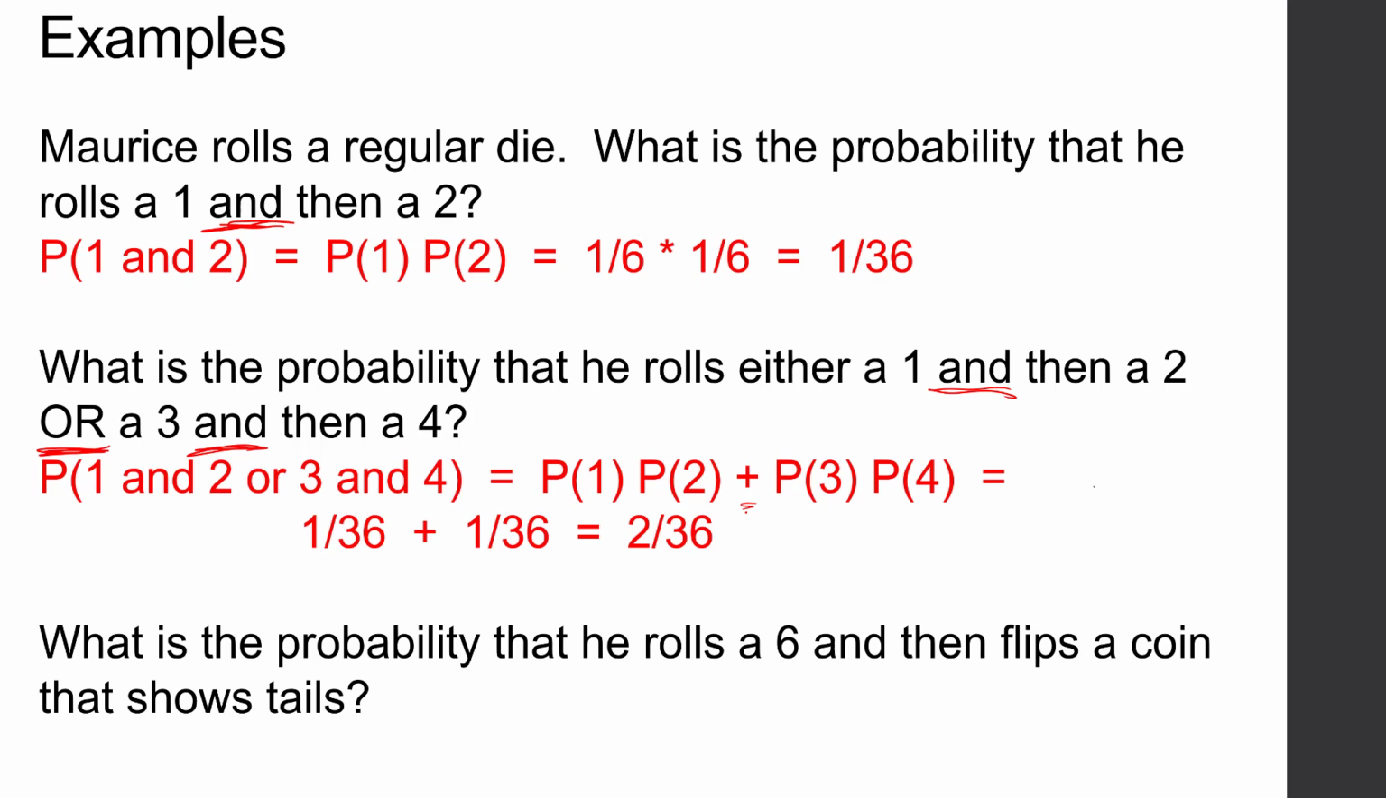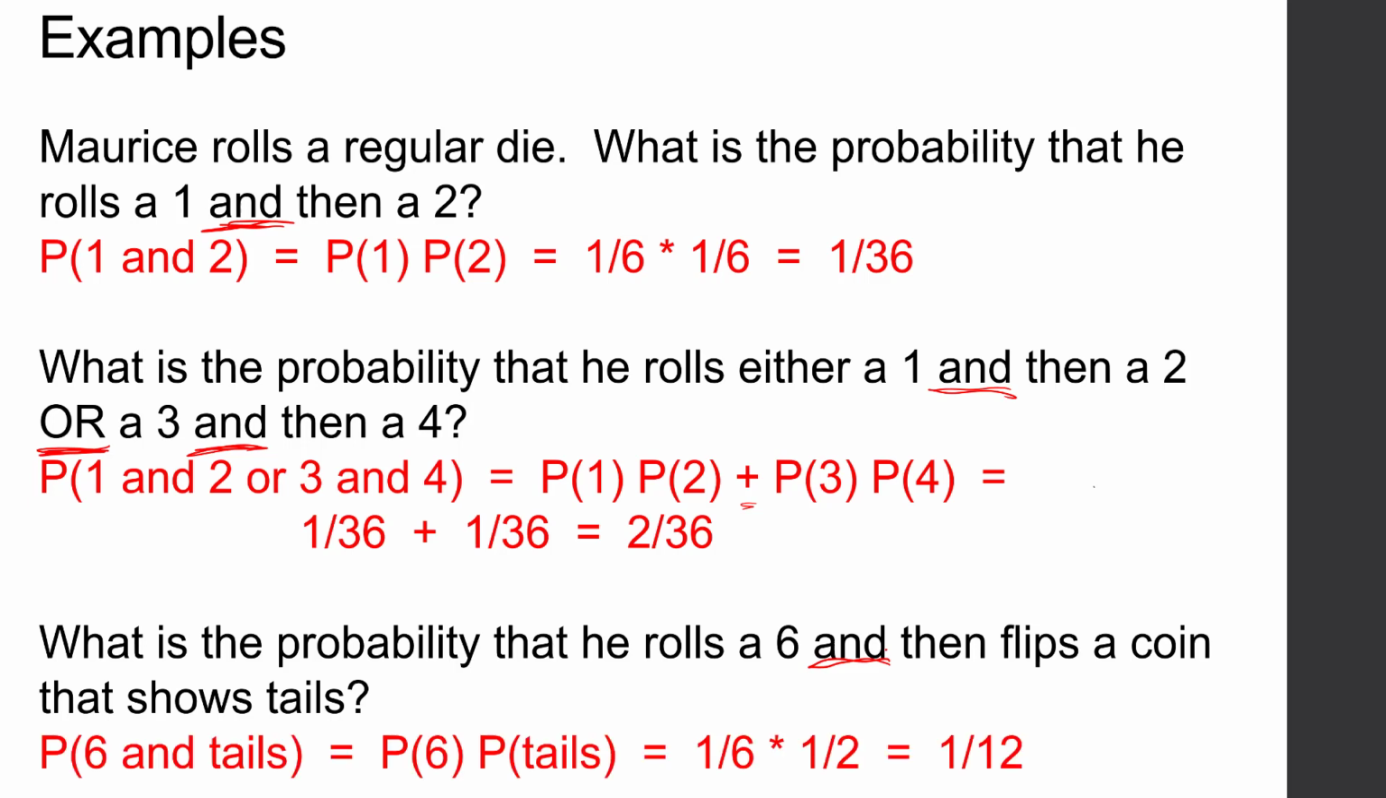And what is the probability that he rolls a 6 and then flips a coin that shows tails? Notice the word and, so that's going to be one of our multiplication rules. Obviously, these don't depend on each other. They're independent, so we can simply multiply the probability of a 6 times the probability of a tails. The probability of rolling a 6 on a fair 6-sided die is 1/6. The probability of flipping a tails on a fair 2-sided coin is 1/2. 1/6 times 1/2 is 1/12.